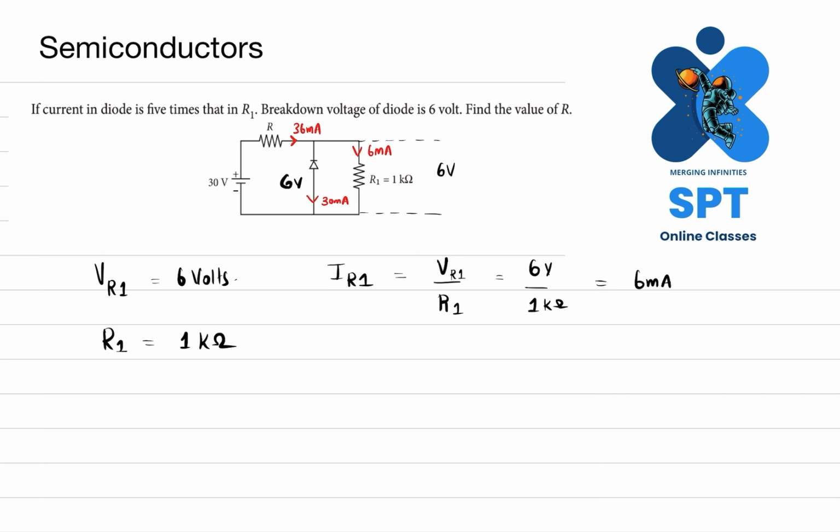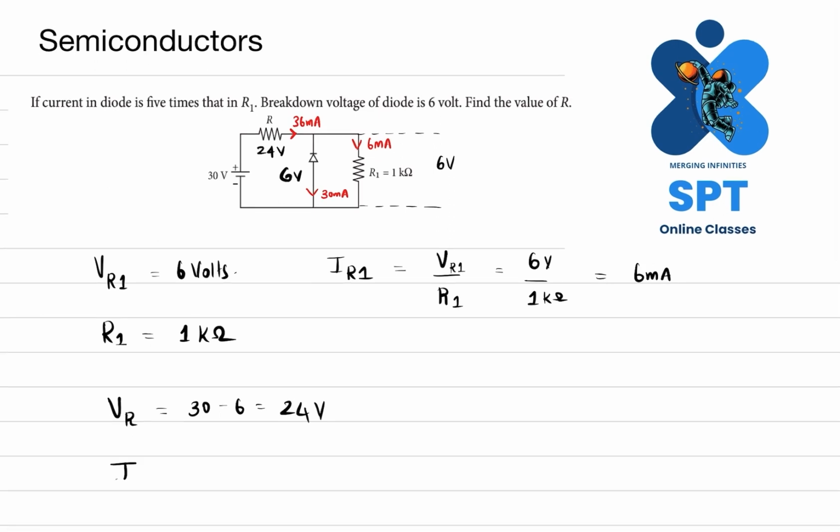But we know that the main supply voltage is 30 and the voltage across the diode is 6 volt. So that means the remaining voltage, that will be 30 minus 6, will be dropping across the resistor R. So now we can write, okay, voltage across the resistor is 30 minus 6, which is 24 volt, right? The current flowing through the resistor R, which is the combined current, which will be 36 milliampere, agreed?